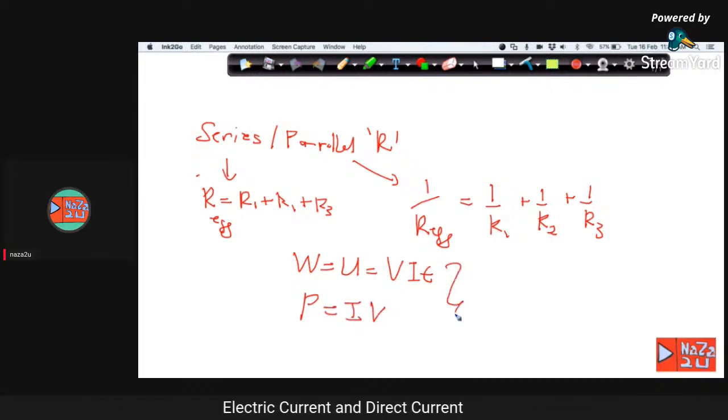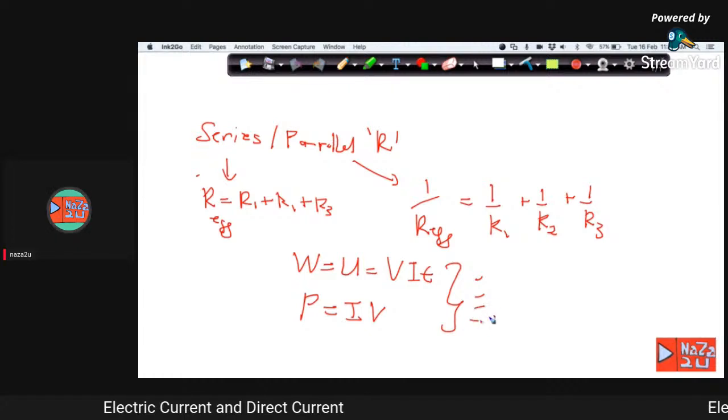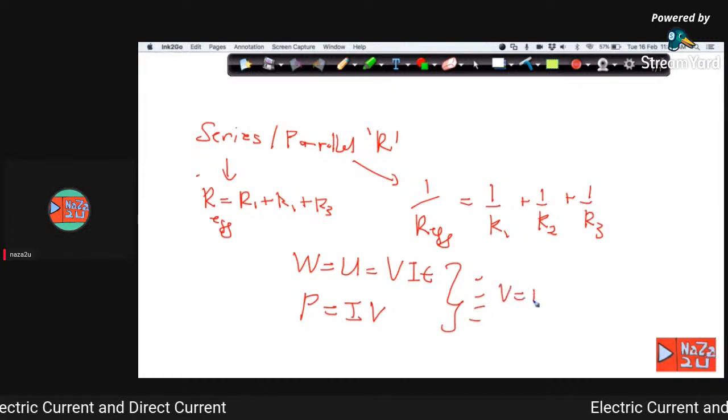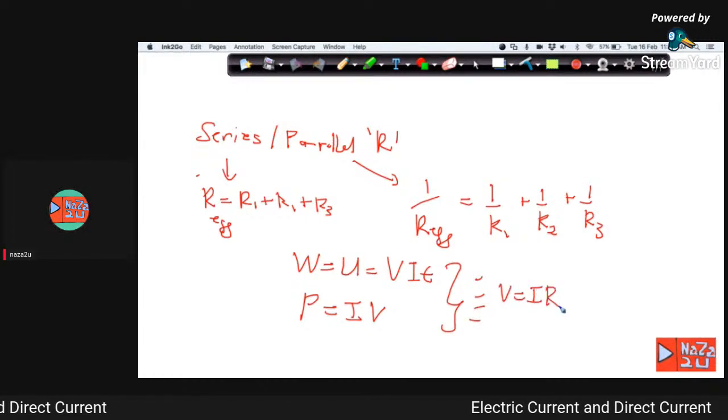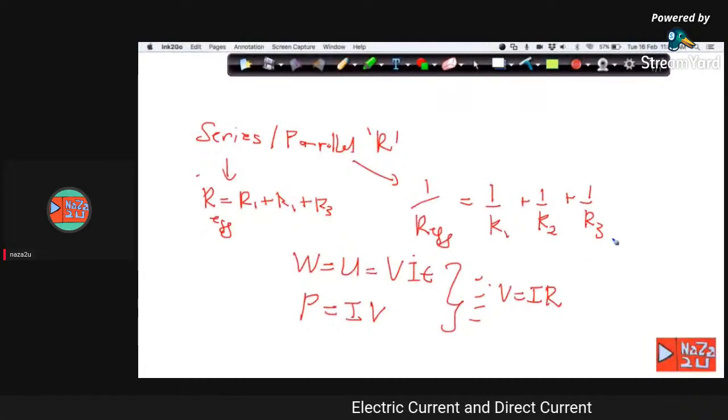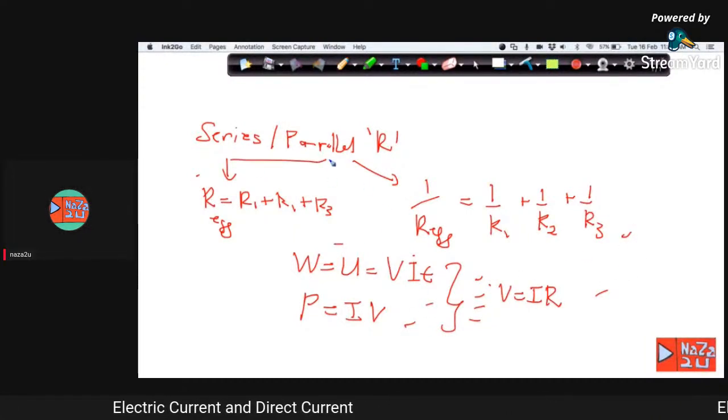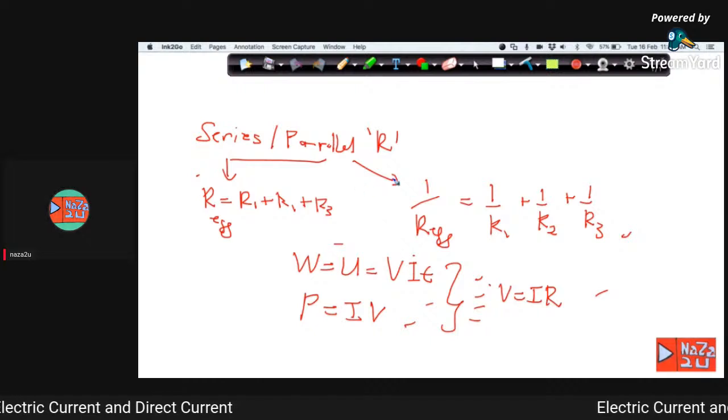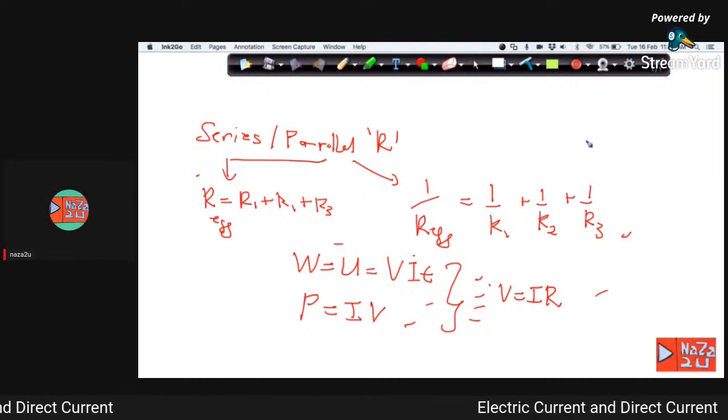Ini rumus semua dia akan bertukar-tukar nantilah kerana kita tahu Ohm's law, V is equal to IR. So kita boleh gantikan. So ini adalah rumus-rumus yang mana formula yang mana kita akan guna pakai nanti untuk menyelesaikan masalah berkaitan untuk subtopik yang kita dah bincang tadi.